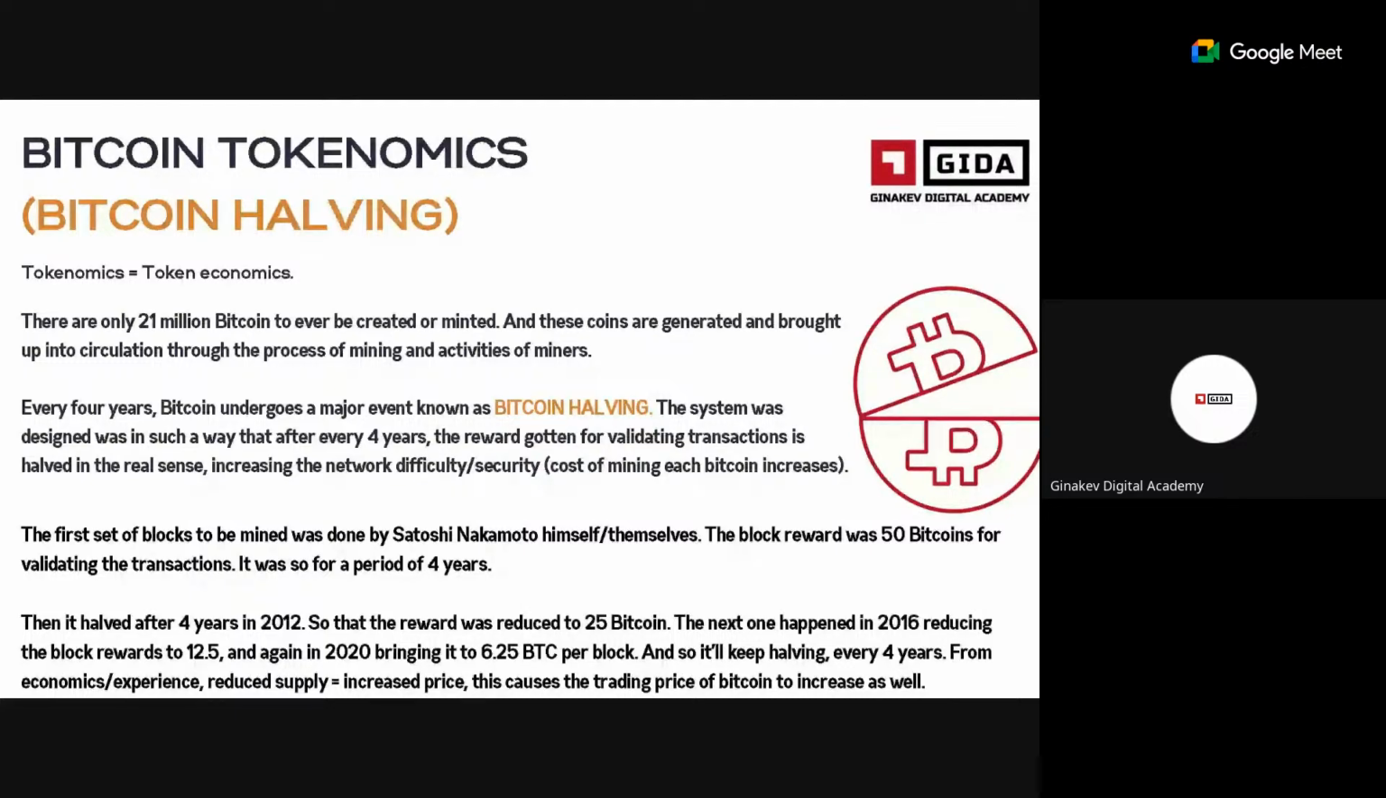Now, let me explain to you. At the beginning, for people who were mining Bitcoin, remember I said there's a block reward. For the first 4 years, that is your block reward. After the next 4 years, it's going to be half. After the next 4 years, it's still going to be half.